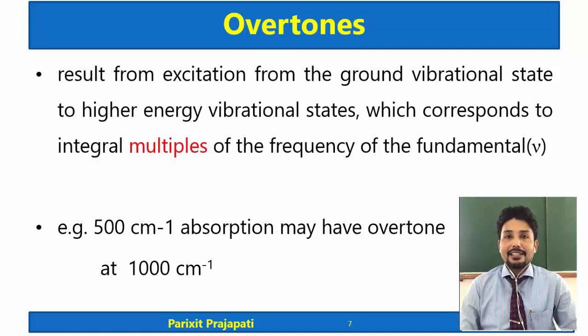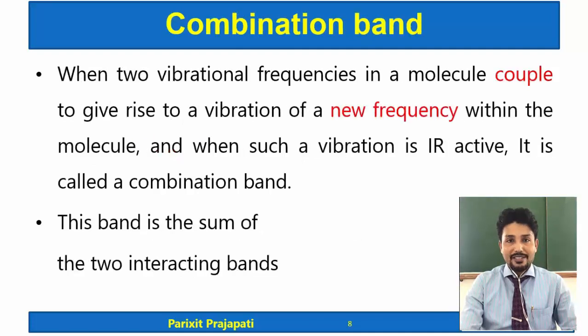We already said that if nu 0 to nu 1 requires 500 reciprocal centimeter, then the first overtone nu 0 to nu 2 will require almost 1000 reciprocal centimeter, and second overtone is observed around 1500 reciprocal centimeter. So this is overtone.